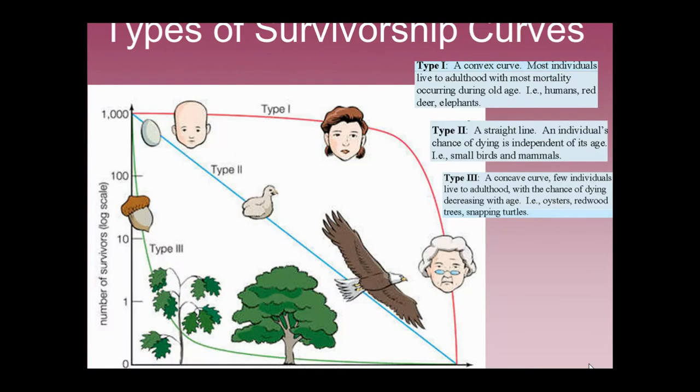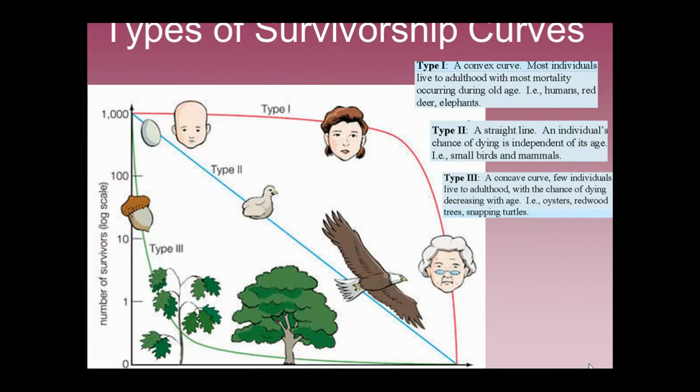Survivorship curves are species' distinct patterns of survival over time. A type 1 survivorship curve has a high survival rate throughout most of the species' lifespan, with large numbers of die-offs as they approach old age. So these tend to be K-selected species.